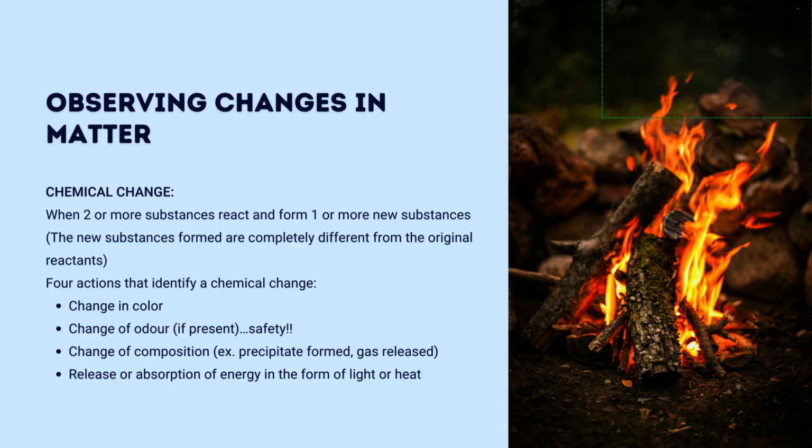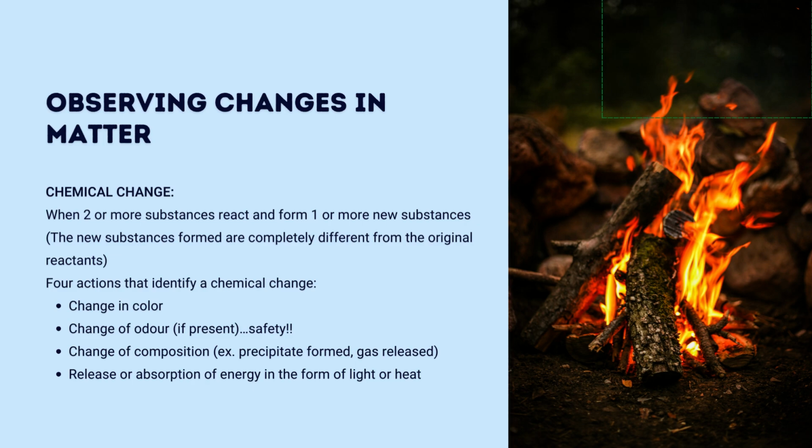These properties can be used to identify a substance and to predict how it will react in certain situations. When observing changes in matter, we know a chemical change has occurred when two or more substances react and form one or more new substances. Remember, the key is that the new substances formed are completely different from the original reactants. Chemical changes occur when a substance transforms into a new substance with different properties.